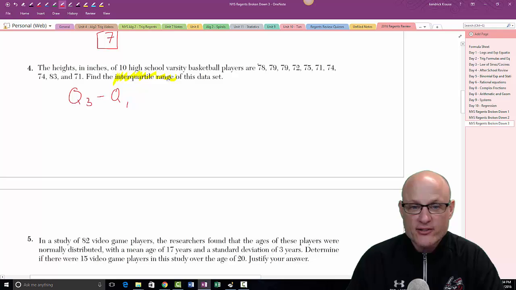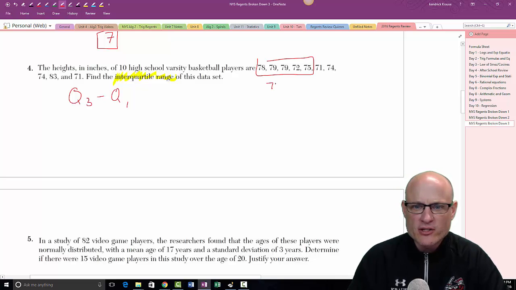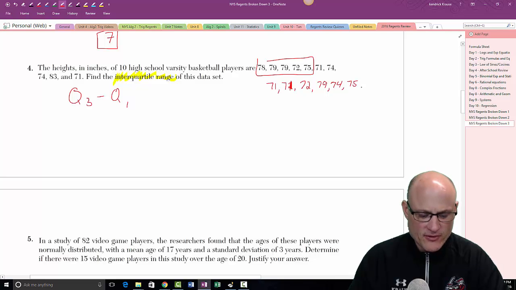Well, if you're going to do that here, you can't just say, oh, there's 10, so I'll break them up into 5. But wait, they're not in order. And in order to do this, they have to be in order. So that would be 71, and you got to try not to miss anything. And then 2 71s, and then there's a 72 and a 74. And then we're going to go to 75. And then after 75, we have a 78 and 2 79s. And an 83.